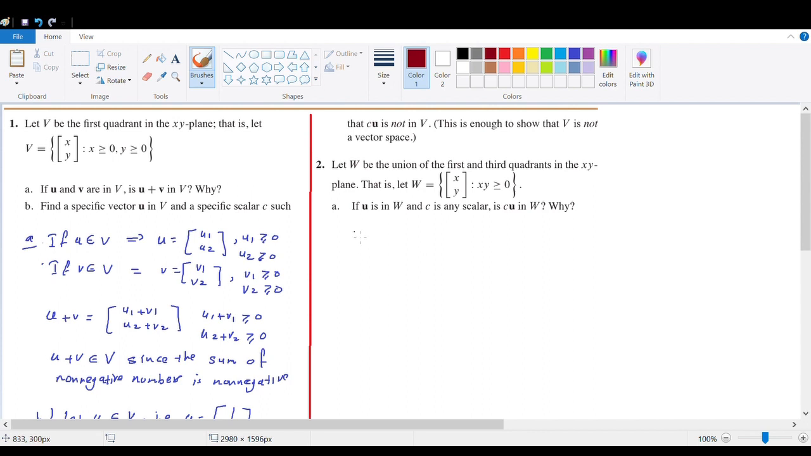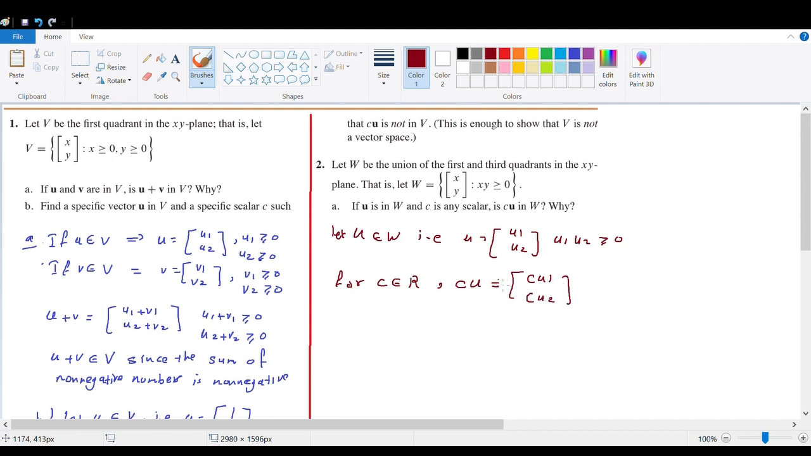So let u be in W. That means u equals, for example, (u1, u2), such that u1 u2 is greater than or equal to 0. Now for any c in R, we have cu equal to (cu1, cu2). The condition for cu to be in W is that the first entry multiplied by the second entry should be greater than or equal to 0.